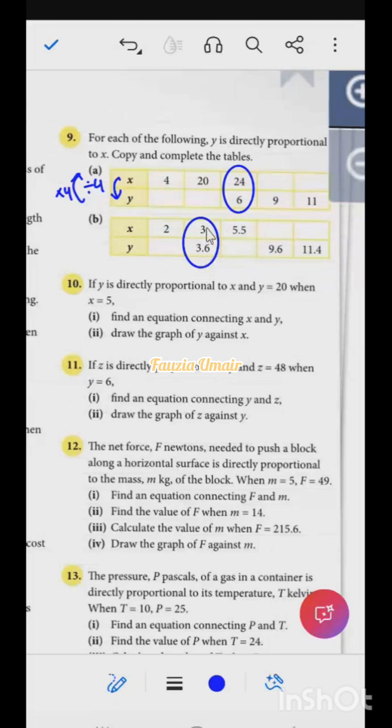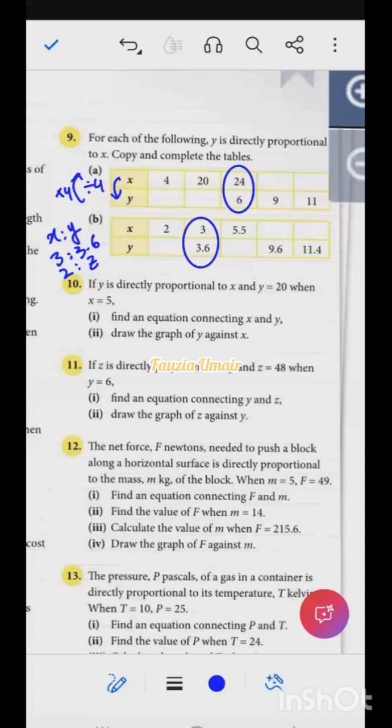You will just compare, you will write down x is compared with y. Okay, x and y are compared. So x is compared with y. When x is 3, y is 3.6. And now because x is 2 and you need to find out y, you will say x is 2 and then y is the unknown. Let's say z. Now you can just use the proportion and find out the value of z. This is how you are going to solve question number 9.